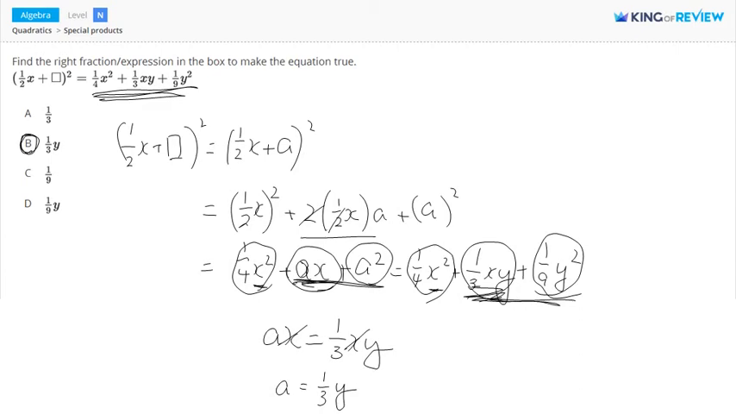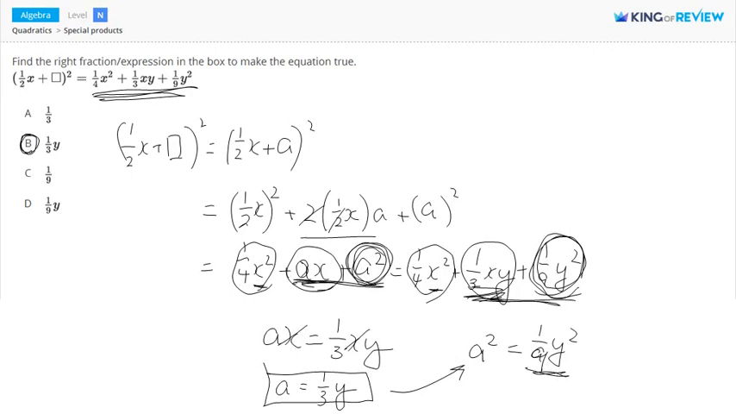And we can verify that with looking at this part too, because it says that a squared has to equal 1/9 of a y squared. Now, is that true? Well, if you square this equation right here, yes, you do get that equation, don't you? 1/3 of a y squared has to equal 1/9 of a y squared. So yes, it is true. And that's why our answer to this question is B.